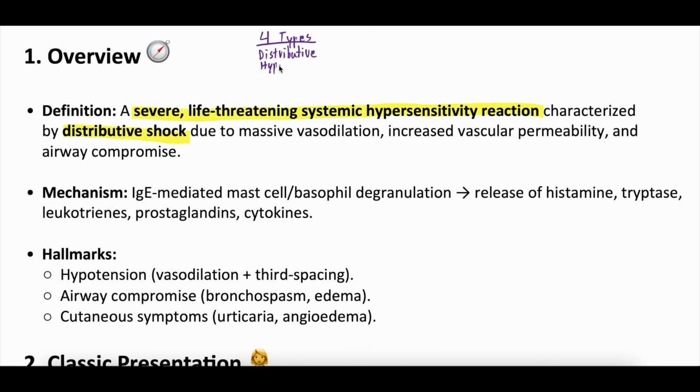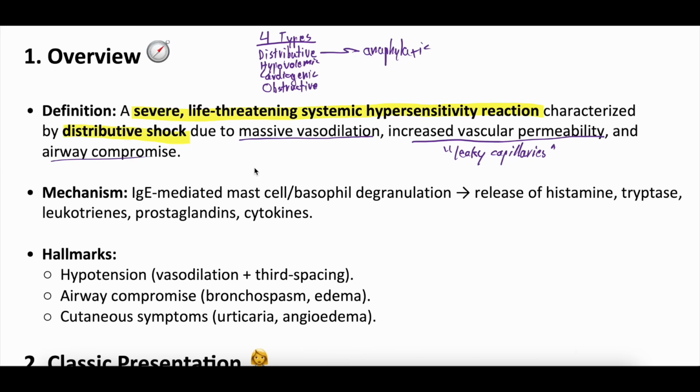There's hypovolemic shock. This is like hemorrhage. There's cardiogenic shock. This could be from large myocardial infarctions or valvulopathies or heart failure, arrhythmias. And there's obstructive shock from things like pulmonary embolism, tension pneumothorax, cardiac tamponade. So within the distributive shock silo or umbrella, there's anaphylaxis, all right? Anaphylaxis often causes massive vasodilation and increased vascular permeability. These are those leaky capillaries where intravascular volume leaks out into the soft tissues, the interstitial space, and then it can cause airway compromise too.